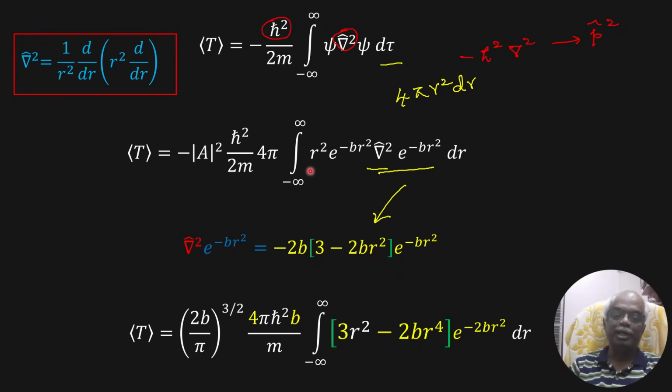Here I am multiplying, maybe I will use a different color, this parameter r squared, this exponential term, by this, because this is del squared of e power minus p r squared. Then this 3 will become 3r squared and minus 2p r squared will become minus 2p r power 4. Of course, I have taken minus 2p outside, and e power minus p r squared multiplied by e power minus p r squared will become e power minus 2p r squared dr.